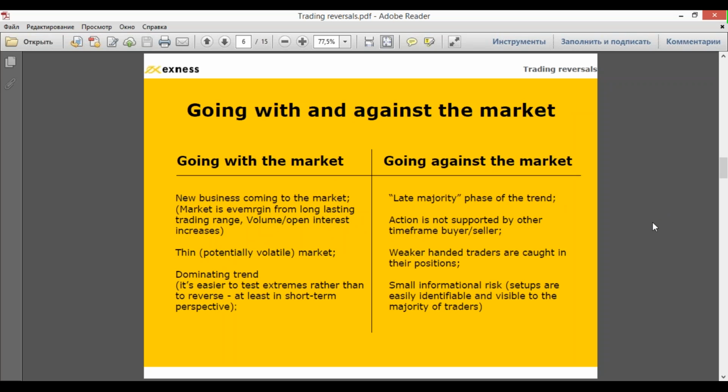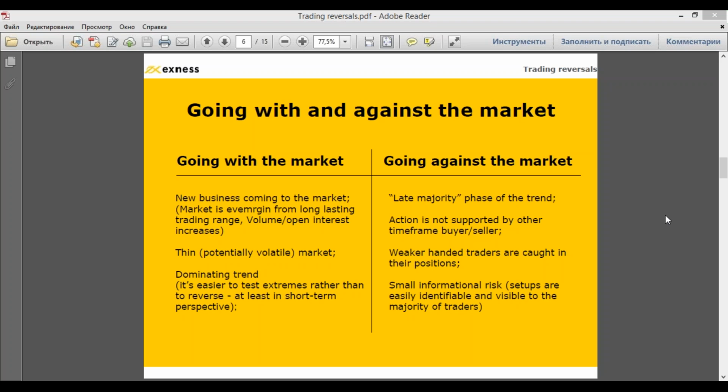All right, going with and against the market. When do we want to go with the market? It is very essential to know when to go with the market and when to go against the market, because if you trade reversals, you should pay attention to the points in the right column. We want to go with the market when new business comes into the market, when the market is emerging from a long-lasting trading range. We have volume and open interest growing or increasing. Possibly it is a confirmation.